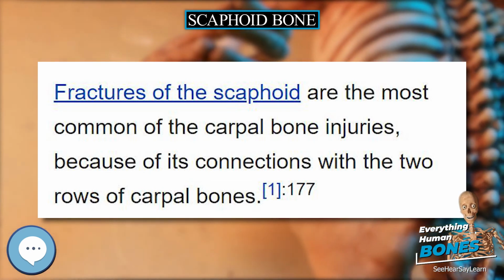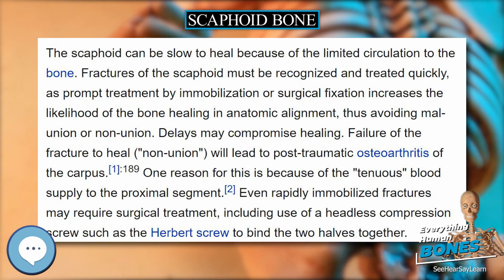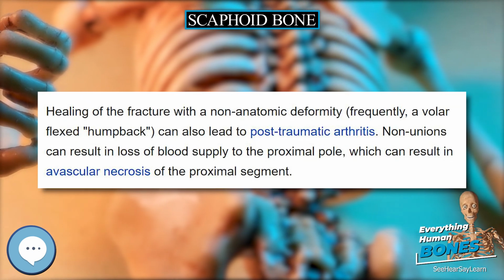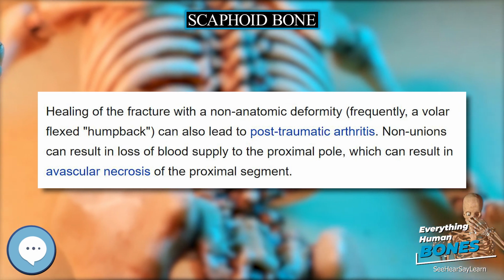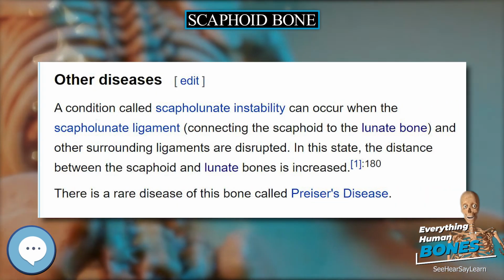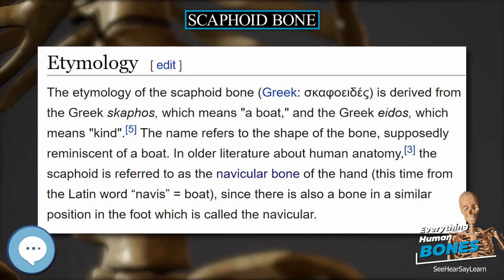Etymology. The etymology of the scaphoid bone, from the Greek skaphoeides, is derived from the Greek skaphos, which means a boat, and the Greek eidos, which means kind. The name refers to the shape of the bone, supposedly reminiscent of a boat.